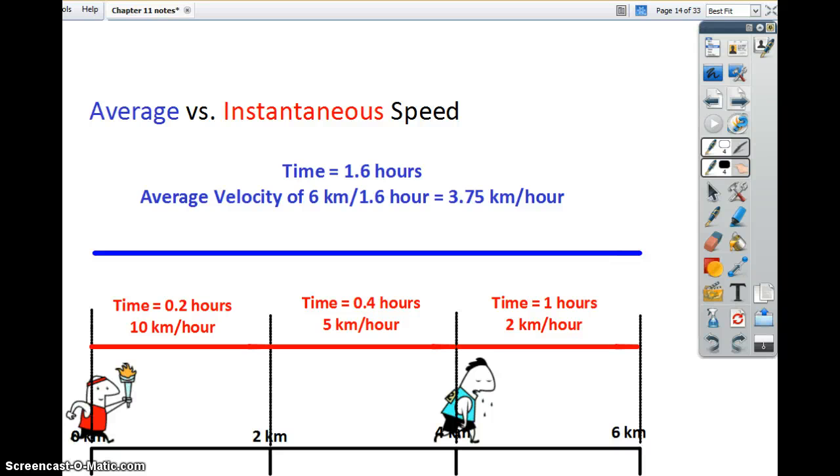Then he started to slow down, and from 2 to 4, he was going 5 kilometers per hour. And then from 4 to 6, he was going 2 kilometers per hour. So those were the instantaneous speeds. For average speed, you take the total distance, 6 kilometers, and divide by the total time, 1.6 hours, to get an average speed of 3.75 kilometers per hour.